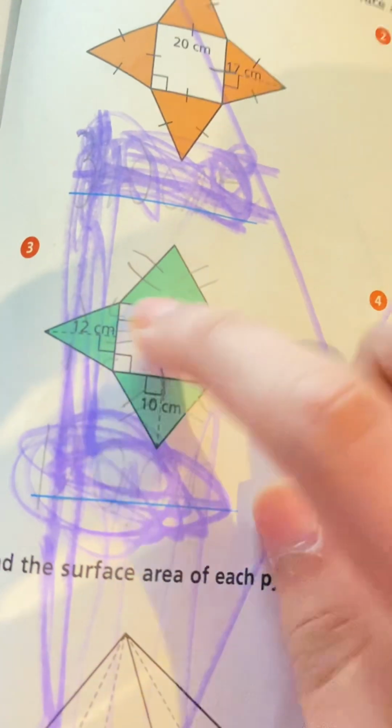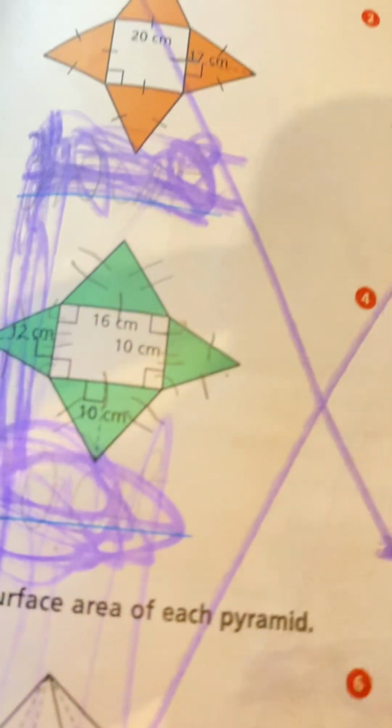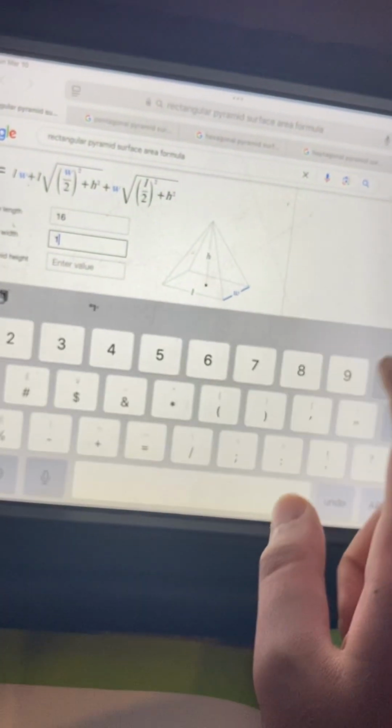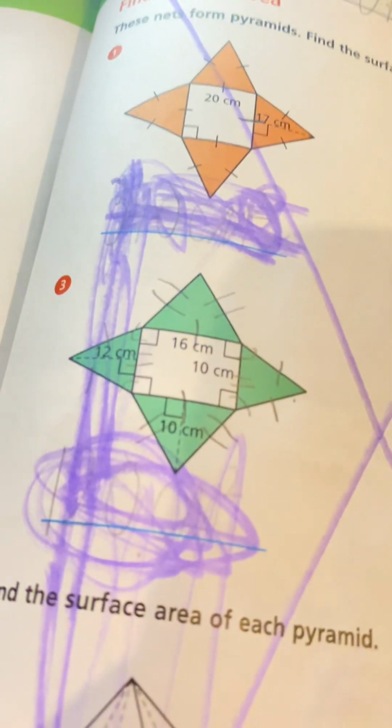So, the length is how long it is. I think 16 centimeters is the length. Looks long enough. This is the length of the base, so let's substitute 16 in. And then, the width is how wide it is. 10 is the width. So, let's put in 10 as the base width. And then, the pyramid height. Well, it is pretty difficult to know the pyramid height, and to be honest, I don't know what it is. But we could find the slant height.